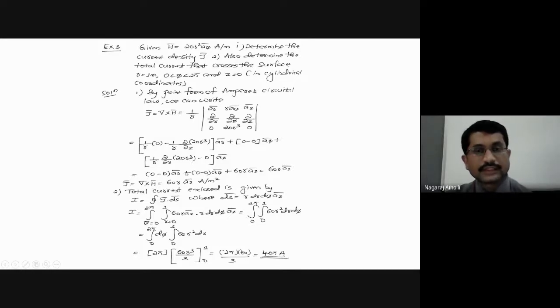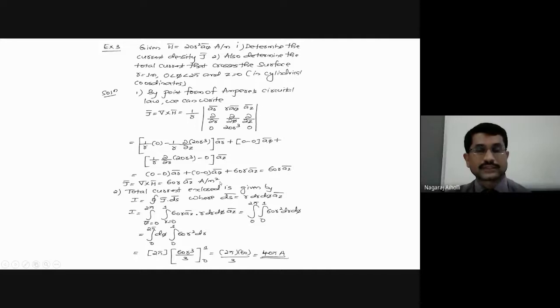How much will you get? 3r square. So 3 into 20 is 60. 60 r square by r, 1 r and 1 r will cancel, and 1 r will remain in the numerator. Therefore, this will be plus 60 r a_z bar, equal to 60 r a_z bar. Therefore J bar is equal to del cross H bar, that is 60 r a_z bar ampere per meter square. We have found the equation for the current density J bar.